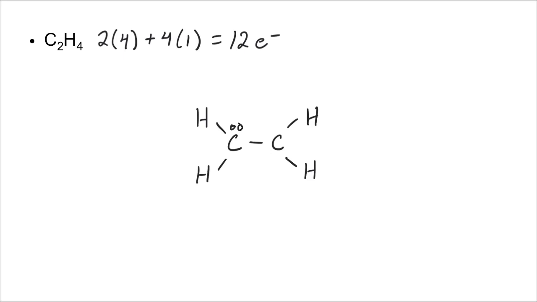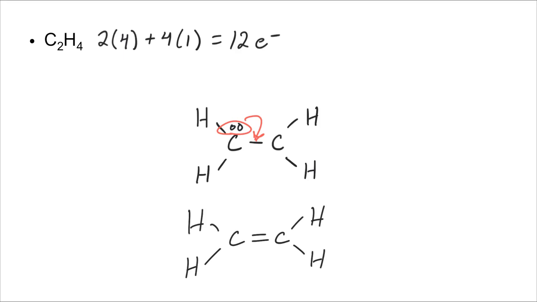And so what we're going to do is we're going to take this lone pair and we're going to move it in between the 2 carbons to make a double bond. And so now we have carbon double bonded to carbon. We put our hydrogens here. And there's our final structure.